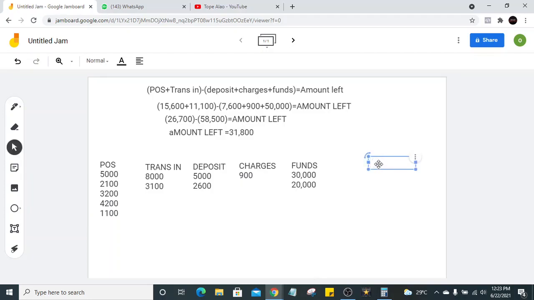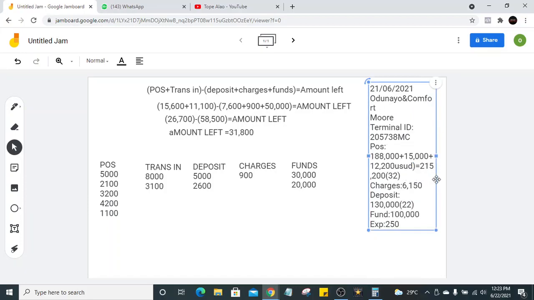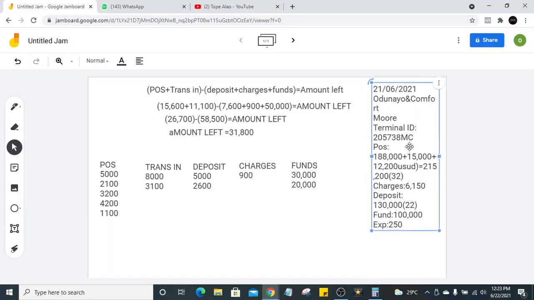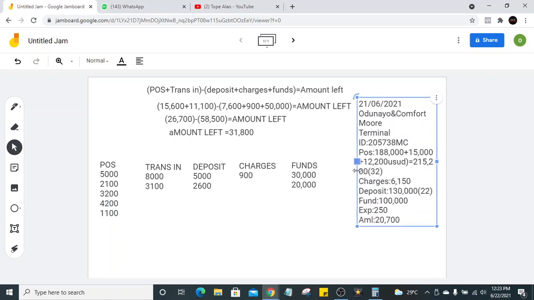Sorry, I mistakenly removed the mouse. So this is the report for the 21st of June 2021. All right, you can see everything is here.